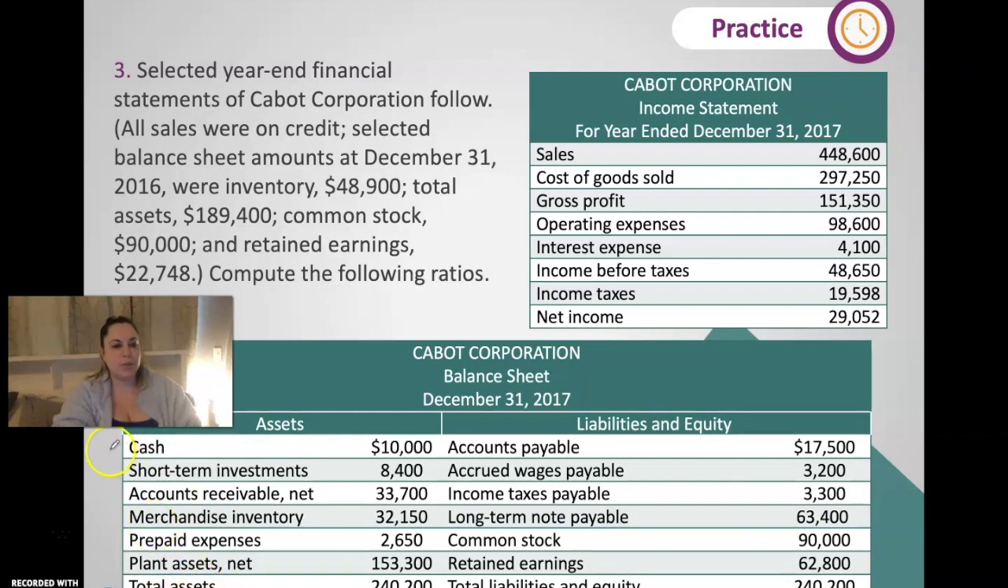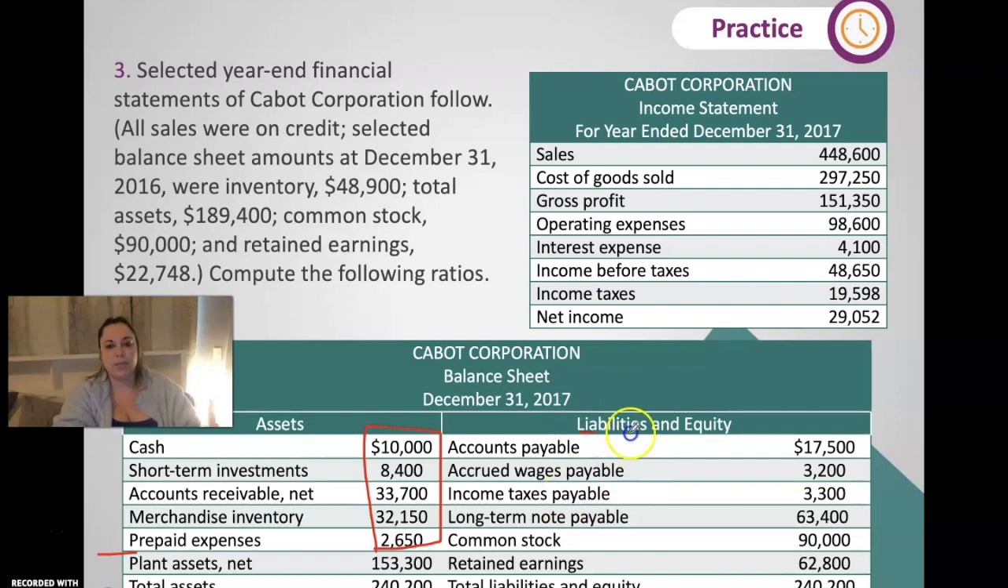And remember, it goes in order. So all the current ones are at the top. We've got cash, short-term investments, accounts receivable, merchandise inventory, prepaid expenses. Those are all current. Once it gets down to plant assets, that's something that's long-term. So we want to take just the current ones, the ones that we're going to be using up within the year. And we're going to add this together. And then you want to divide by your current liabilities.